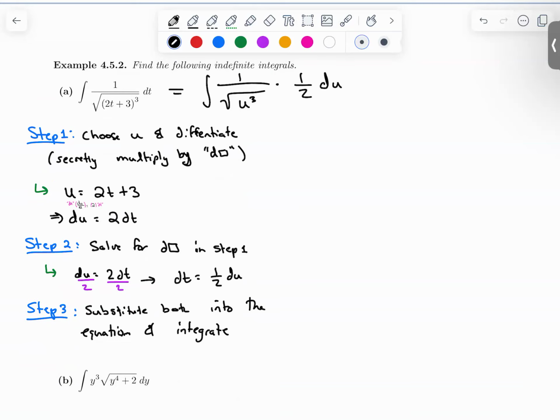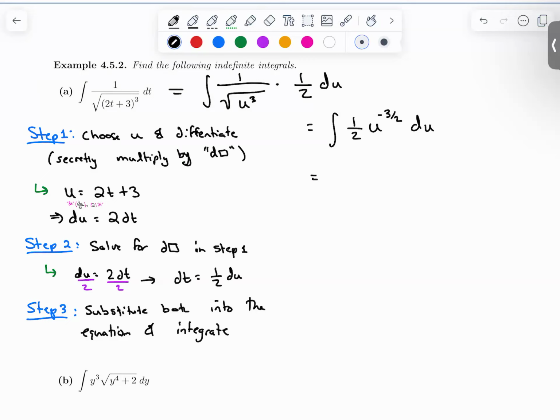And from here, we need to integrate it. And it looks like it's not integrable at first, but remember about the properties of exponents, we're going to convert that radical into exponential form. So this is actually equal to the integral of 1/2 u to the negative 3 halves du. And we've done it in such a way that now there is an integral purely in terms of u. And so we can actually integrate this.